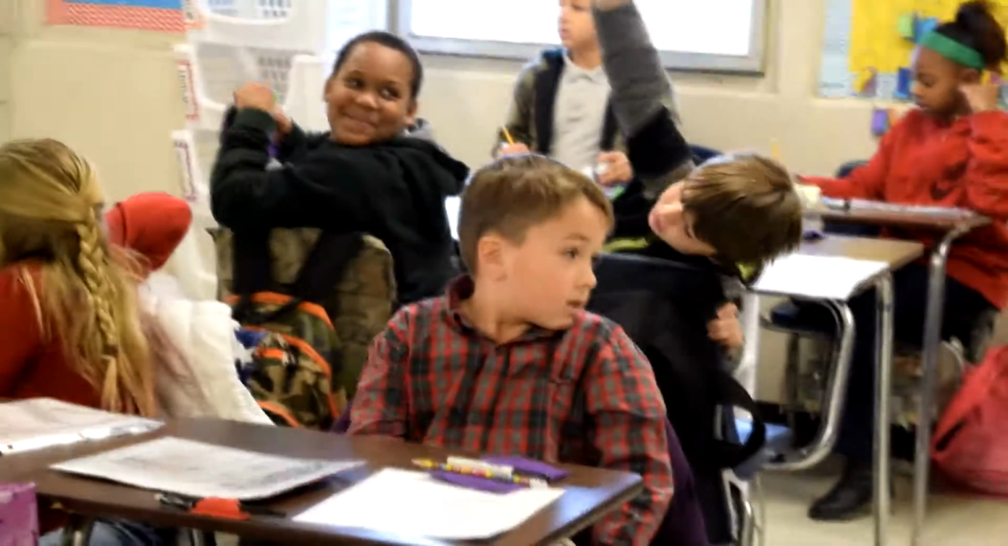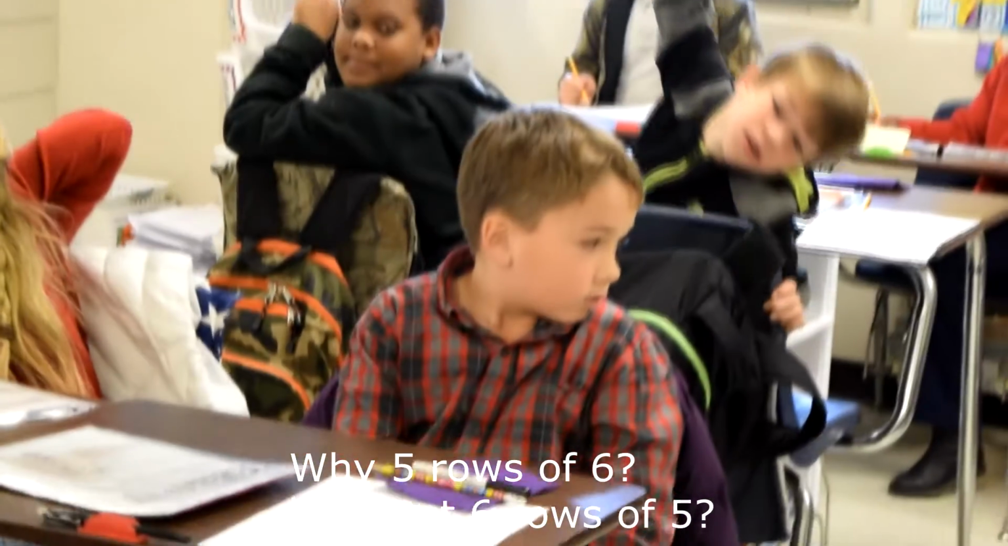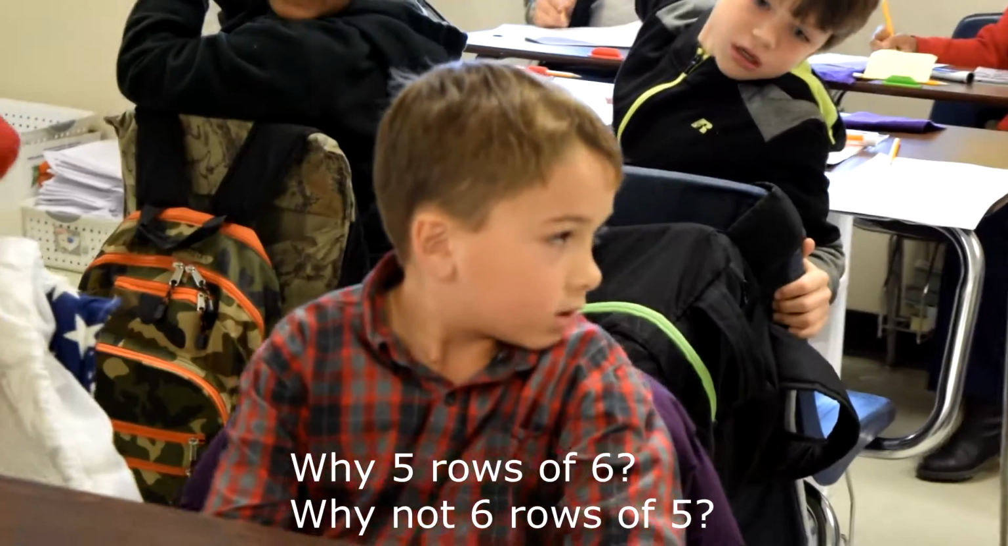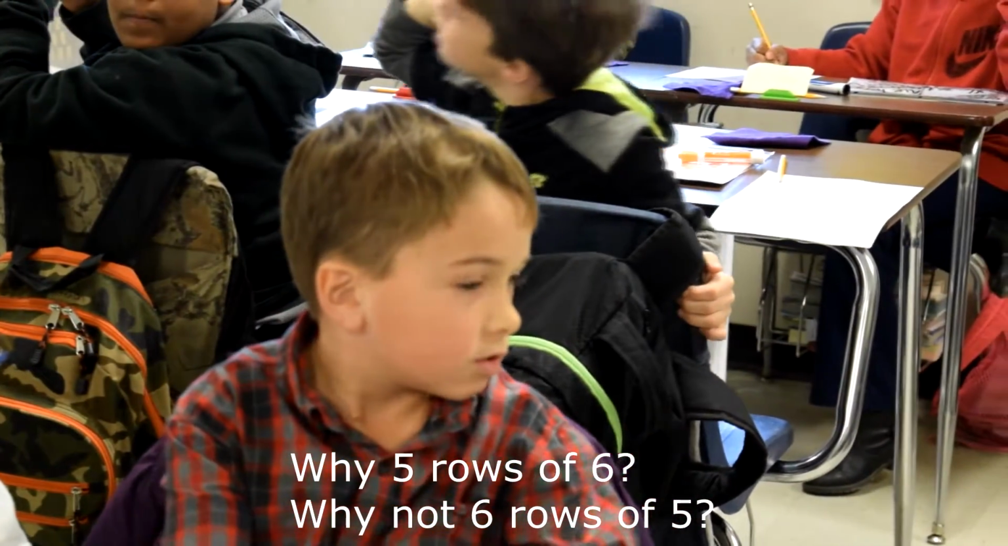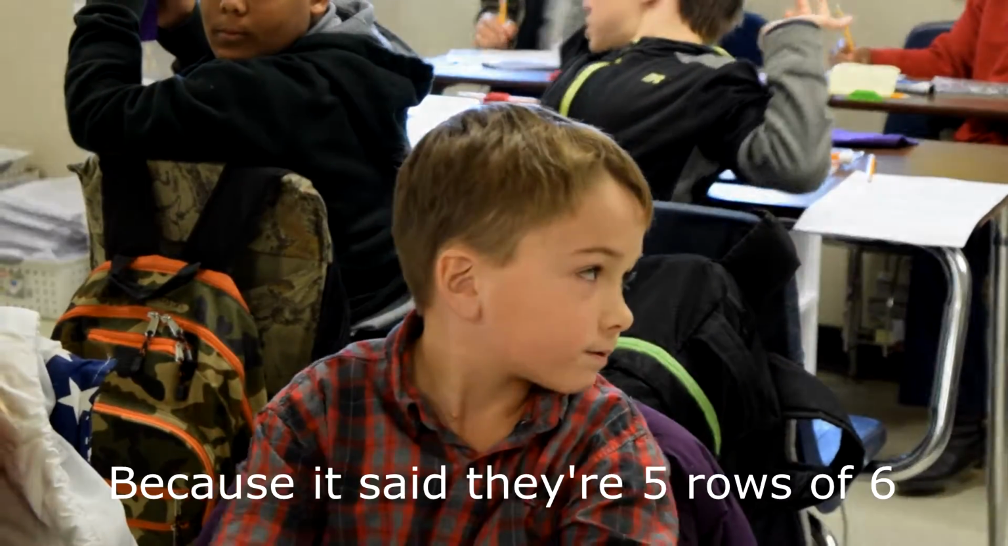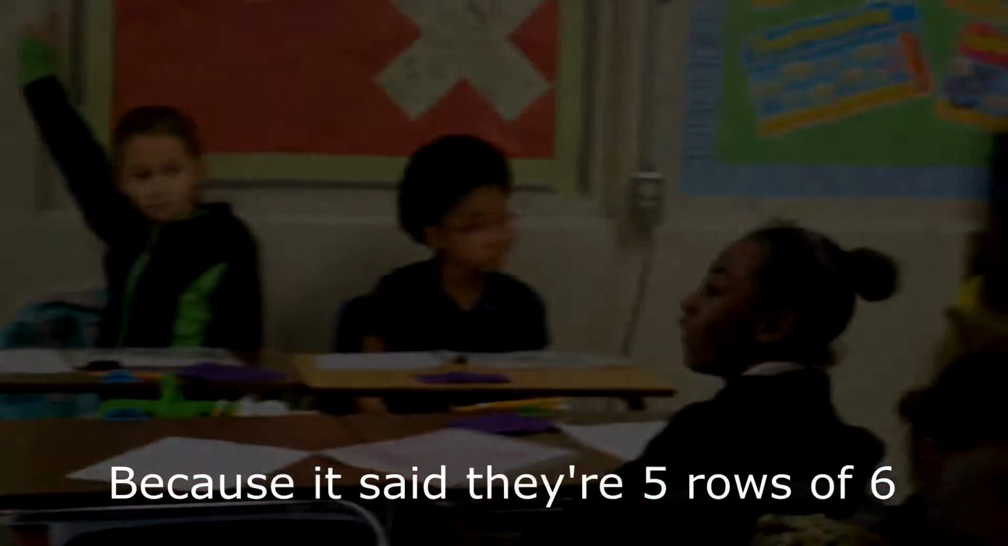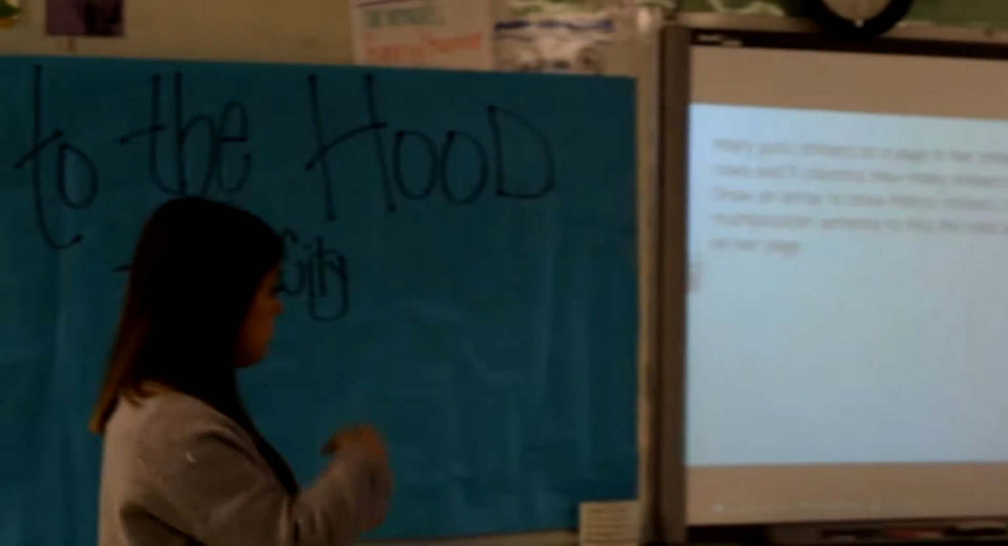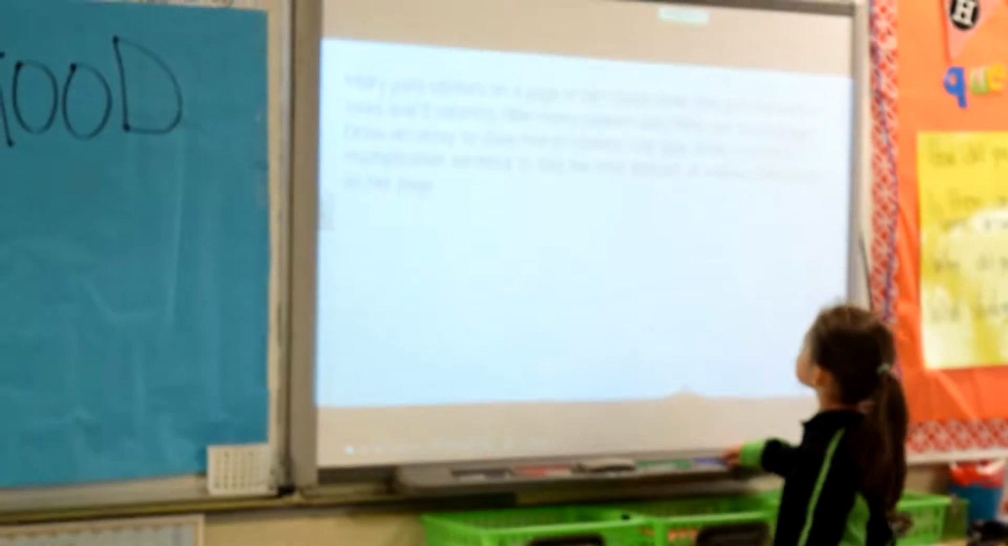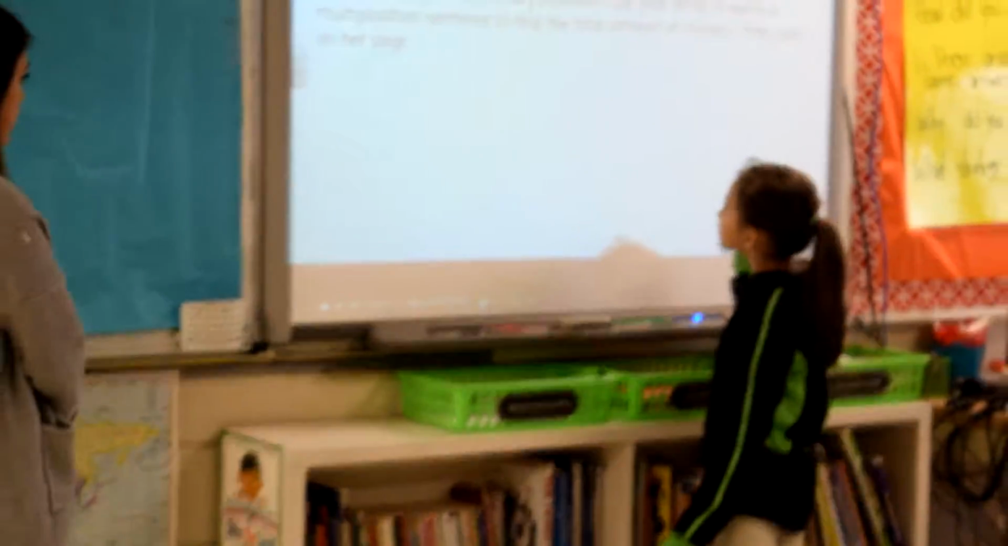Why are there 5 rows of 6? Not why, you couldn't do 6 rows of 5? Because it says there are 5 rows of 6. Mary puts stickers on a page in her sticker book. She puts them in 7 rows and 5 columns. How many stickers does Mary put on her page? Draw an array to show Mary's stickers.